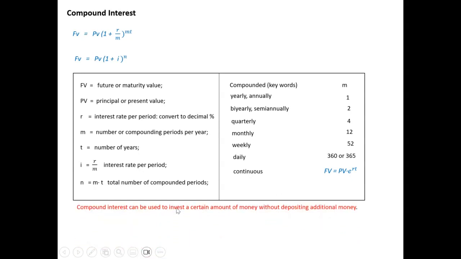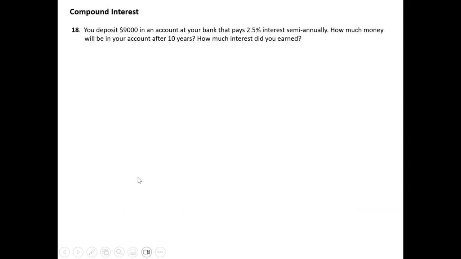And these type of problems, compound interest can be used to invest a certain amount of money without depositing additional money. That's what these type of problems are used for. For example, number 18. They say you deposit $9,000 in an account at your bank that pays 2.5 interest semi-annually. How much money will be in the account after 10 years? This situation is, say that you had that much money and you want to open a compound interest account. So let's see how much money you will have after 10 years, and then how much interest did you earn.